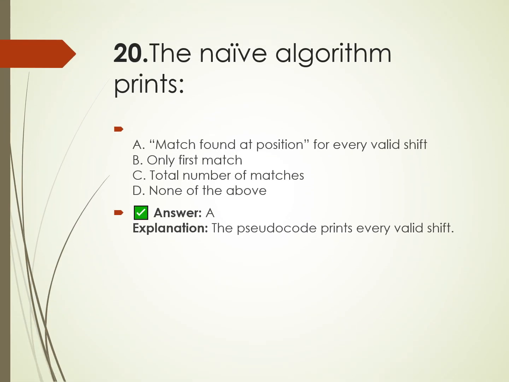The naive algorithm prints A. Match found at position for every valid shift. B. Only first match. C. Total number of matches. D. None of the above. Correct answer is A. Match found at position for every valid shift. The pseudocode prints every valid shift.